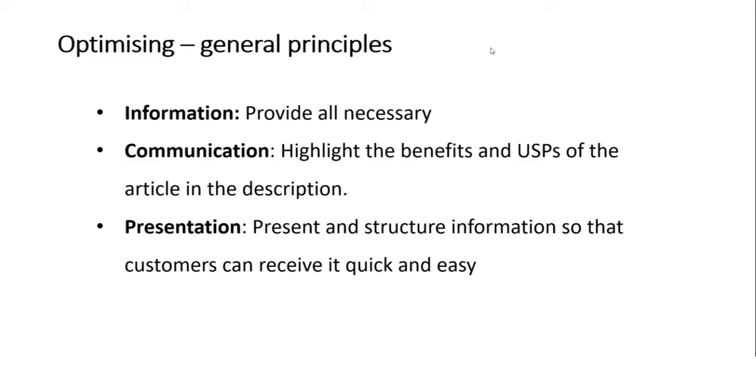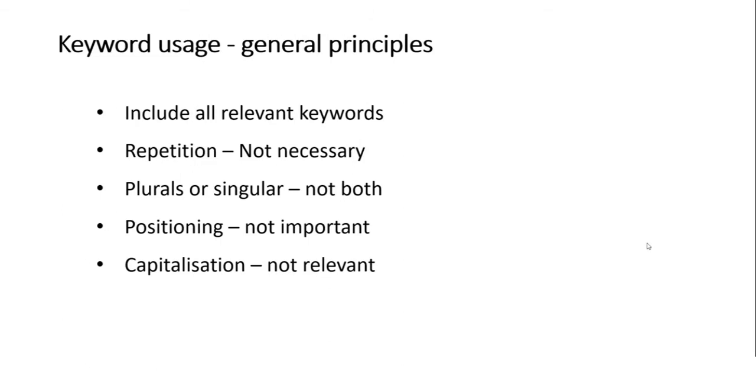First, some general principles. When writing listings, you should include all the information which is necessary for the customer to make a sale. The listing should highlight the benefits and the unique selling points of the article in the description. Finally, you should present and structure the information in the listing so that the customer can find the information they need about the product quickly in order for them to make a decision about a sale. When writing your Amazon listing descriptions, you should abide by the following general principles.